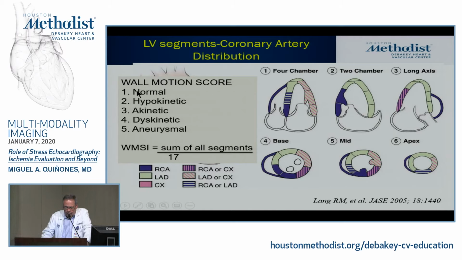So if 1 is normal and 5 is aneurysmal, and you apply one of these numbers to your wall motion assessment, the sum of all segments divided by 17 would give you the score index. And 1 would be normal because all of this would be 1, so it would be 17 divided by 17.